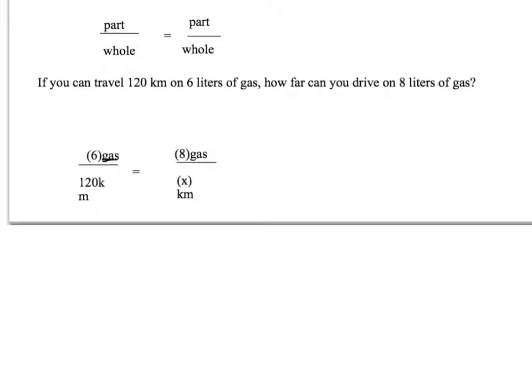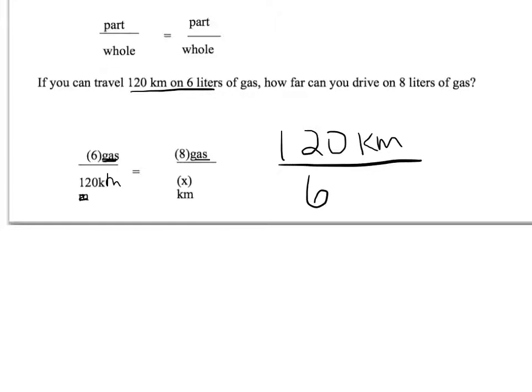So if we have gas on top here, we need to have gas on top over equals. And if I have 120 kilometers here, and I don't know how many kilometers here. Okay, so for 120 kilometers, I have 6 liters of gas. Okay, so if I want to know how much can I drive on 8 liters of gas, here I don't know how far I can drive.